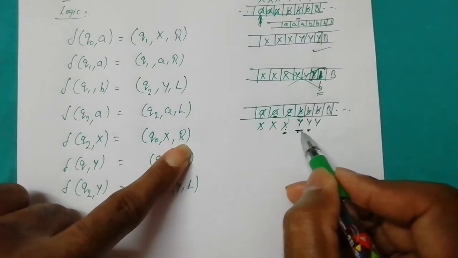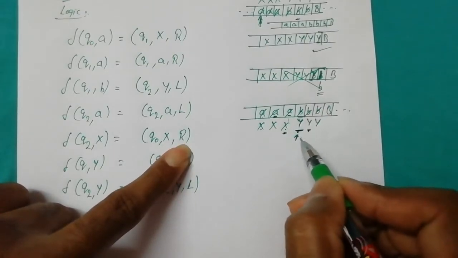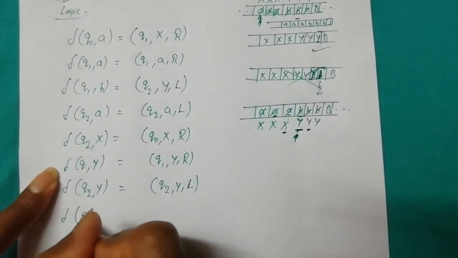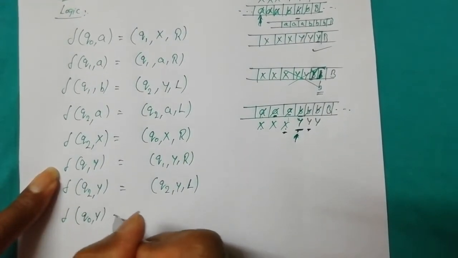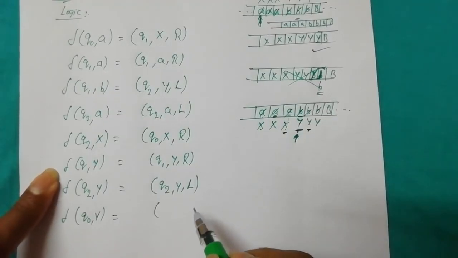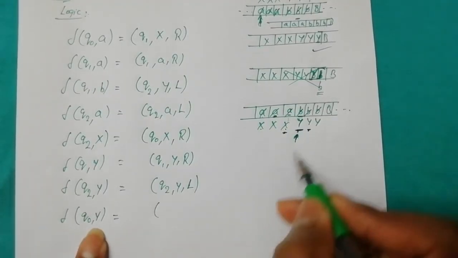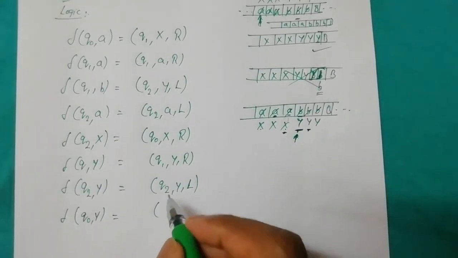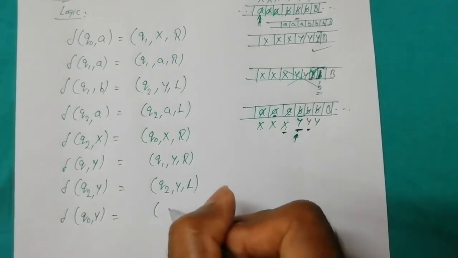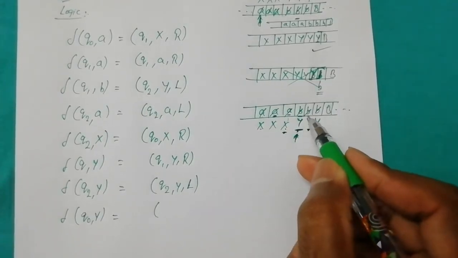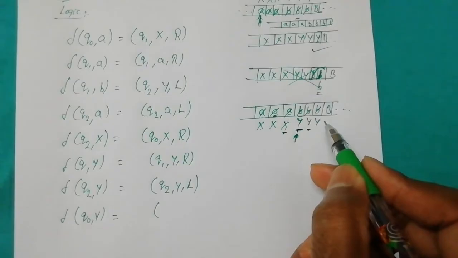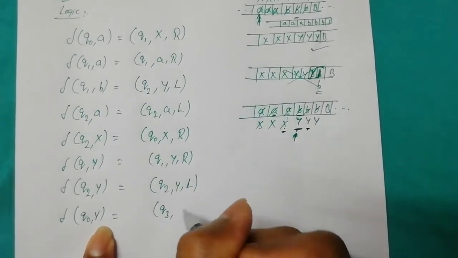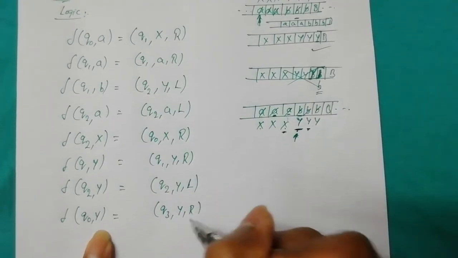That means this. Now the read/write head is pointing to this cell, Y. That means Q0 will come across with input symbol Y. If Q0 comes across with Y, meaning that all the A's are converted to X. That means we have to check whether the remaining B's are also converted to Y or not. That means Q0 comes across with Y. We move to some new state Q3, Y, right.